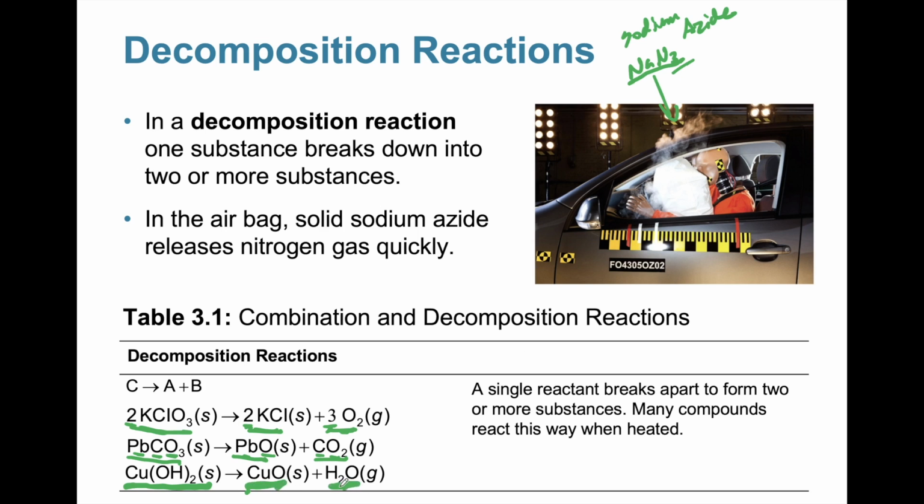So essentially that's what a decomposition reaction is. Knowing the type of reaction will help you figure out what the product is, because a combination reaction will always be A plus B makes C, whereas a decomposition reaction is always C gets broken down into 2 parts, A and B.